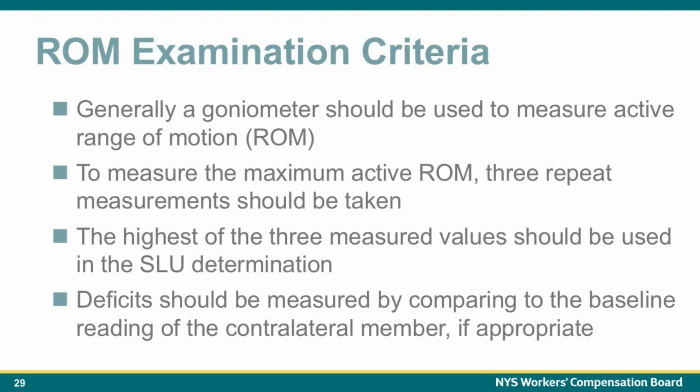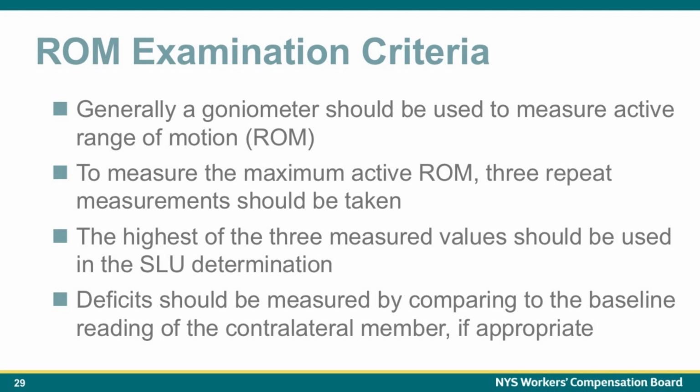Now let's turn our attention to the range of motion criteria. Range of motion is a key factor in the SLU determination in the 2018 impairment guidelines. Generally, a goniometer should be used to measure active range of motion. There are several new requirements that must be met when evaluating range of motion. 3 repeat measurements should be taken of the maximum active range of motion. All 3 measurements should be reported, and the highest should be used in the SLU determination.